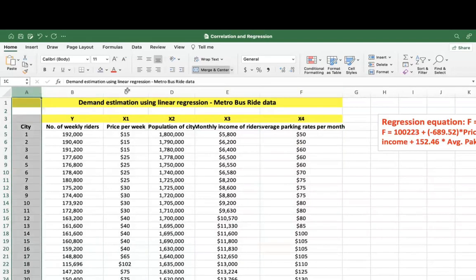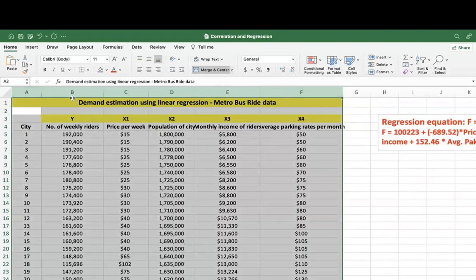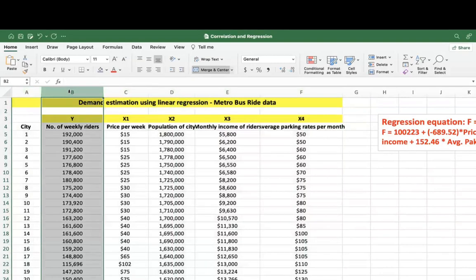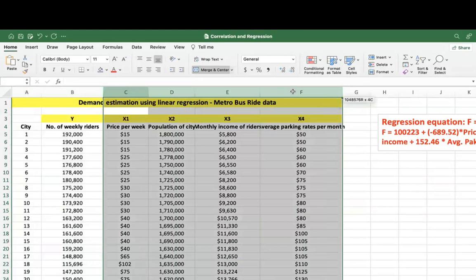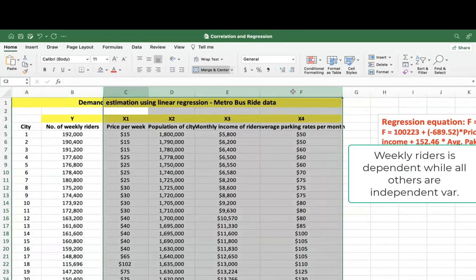In this case, which appears to be a complex one, we have one variable in which we are interested. That's how many weekly riders will be using that metro service. And then we have data about all other independent variables that are likely to affect our dependent variable.